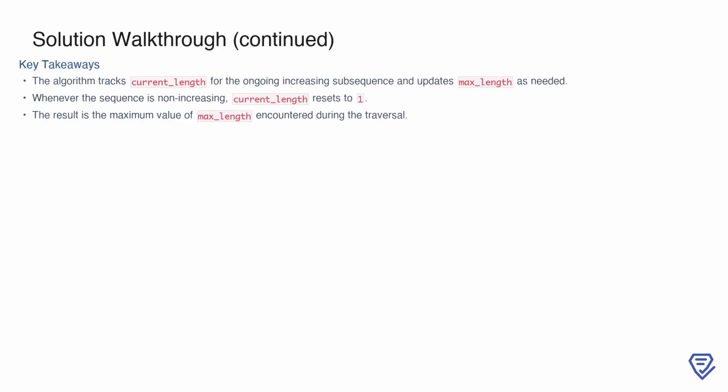To summarize, the algorithm works by tracking current_length for the ongoing increasing subsequence and updating max_length whenever a longer subsequence is found. If the sequence becomes non-increasing at any point, current_length is reset to 1. This ensures that we only count continuous increasing subsequences. The result, stored in max_length, is the maximum value encountered during the traversal of the array. This approach efficiently determines the length of the longest continuous increasing subsequence in a single pass through the array.